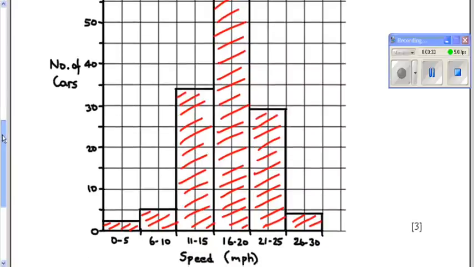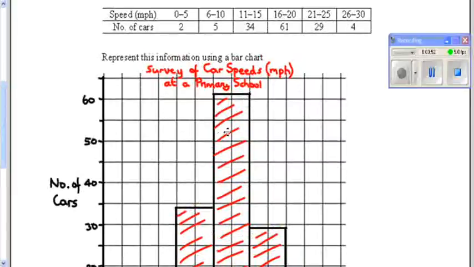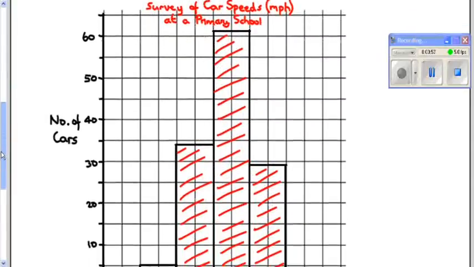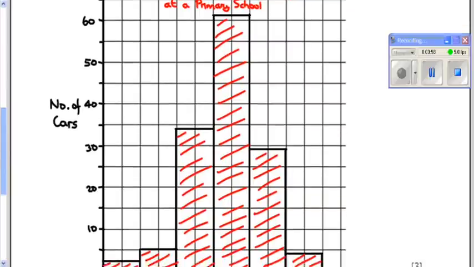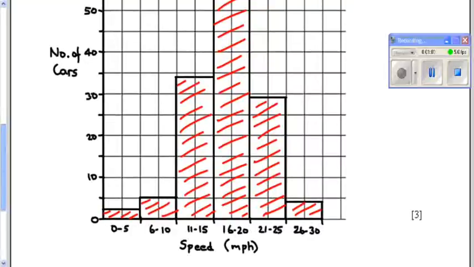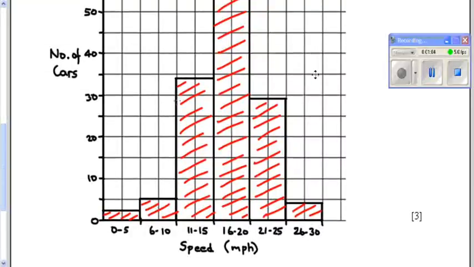And along the horizontal axis we've got the different groups. This is group frequency, so it's 0 to 5, 6 to 10, 11 to 15, and the bars are going to be touching. And of course check that you've got the bars to the correct height, labels, and if you can put a title on, that's excellent. So that's what you need to do there to draw a grouped frequency bar chart to get your 3 marks.